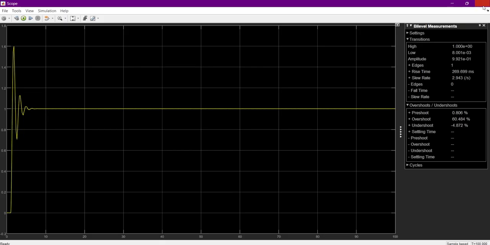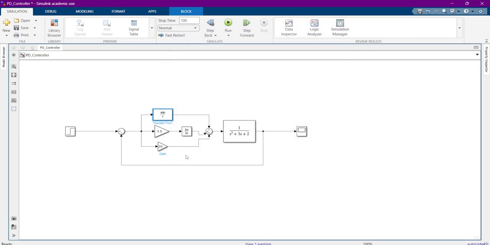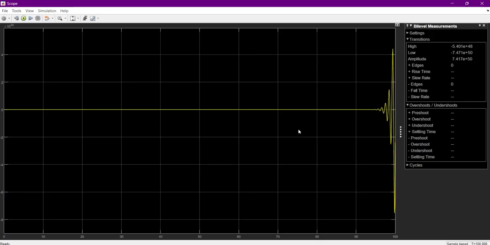So if we make the integral action way more than is acceptable, for example, let's make it 400, the system will not be stable anymore. It will be an unstable system. Yeah, you can see that the system is an unstable system right now. It's going to infinity. You see that the scale of this scope is 10 to the power of 50.